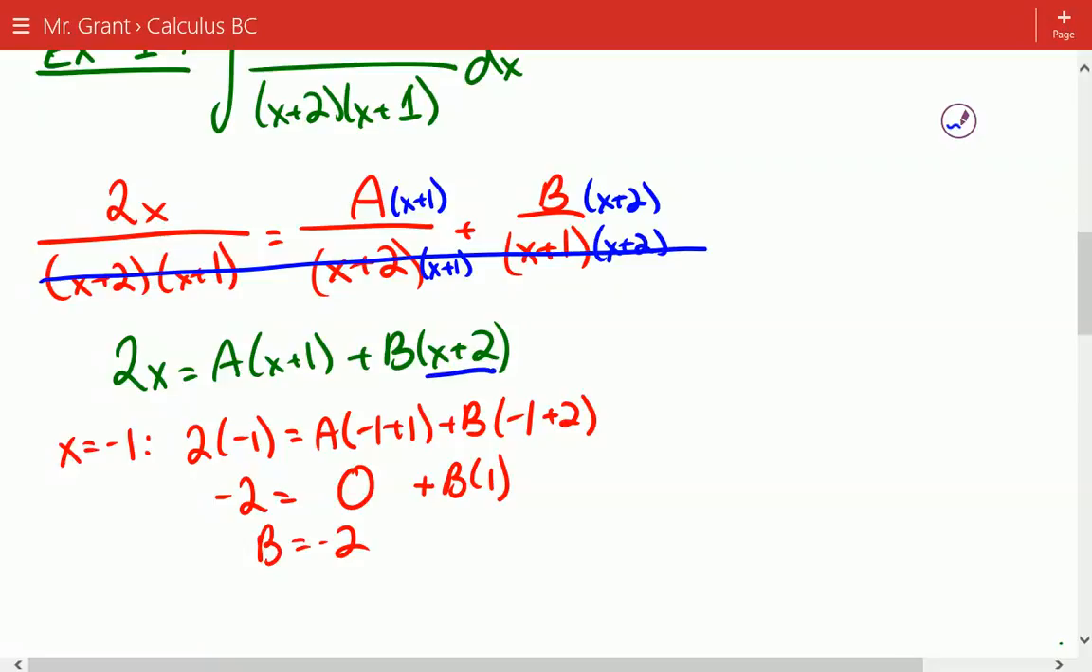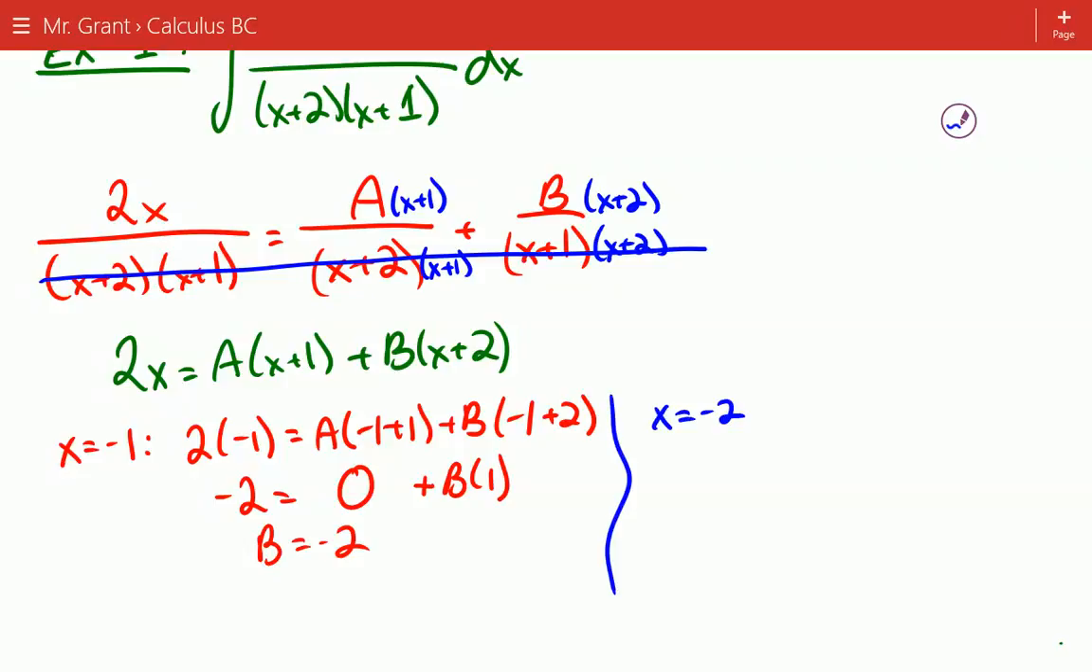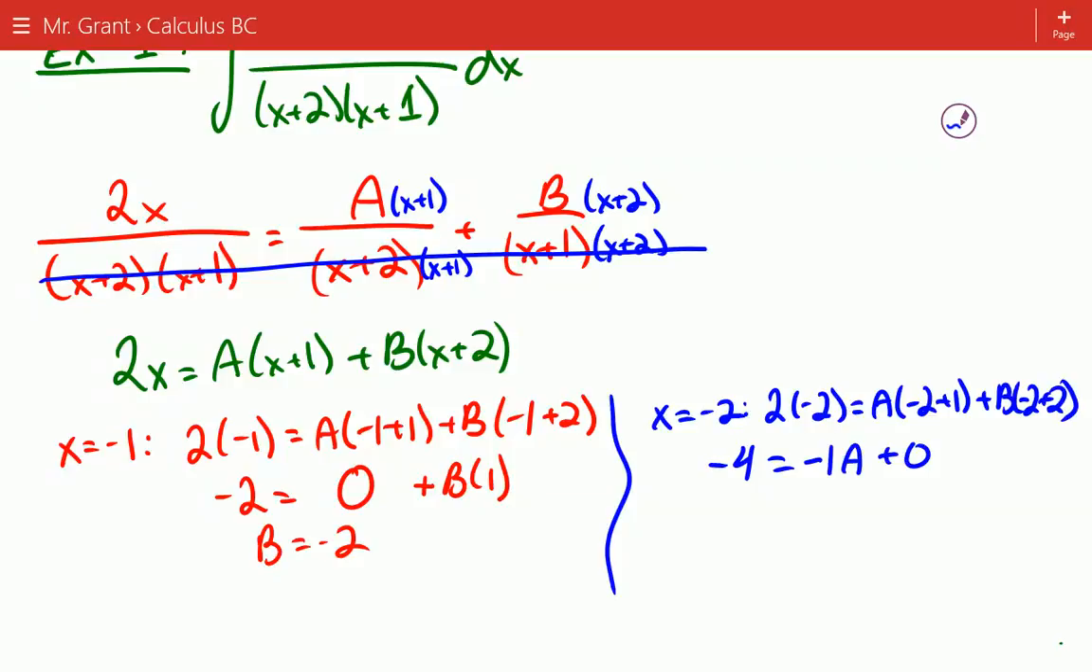Alright, not too bad. We can use a similar process to find a. In order to find a, we want to zero out the second factor, so let's choose x equal to negative 2. Put a little divider here. If we choose x as negative 2, we find 2 times negative 2 is equal to a times negative 2 plus 1 plus b times negative 2 plus 2. Simplifying a bit, negative 4 is equal to negative 1a plus 0. Dividing by negative 1, we find that a is equal to 4.